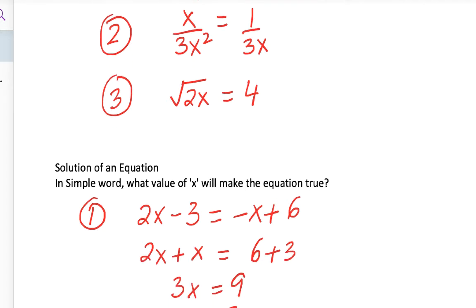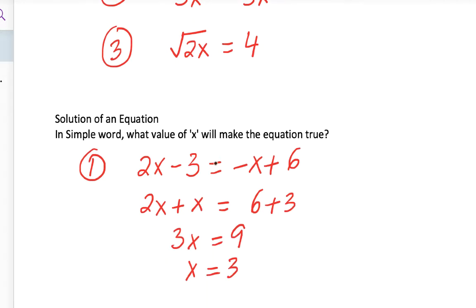Now when we say solving an equation, it means what value of x will make the equation true. That is the value of x. So let's look at the first example. We have 2x minus 3 equals minus x plus 6. Now first we're going to solve for x. Here it means basically get x's on the left hand side and all the constants on the right hand side of this equal sign. So we have 2x plus x, which gives us 3x, and on the right hand side we get a 9. So the answer to this equation is x equals 3.